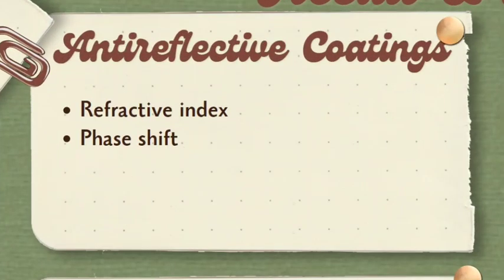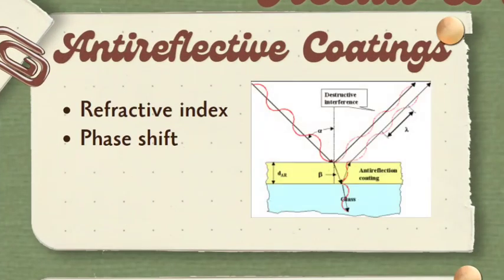Firstly, anti-reflective, aka AR, coatings reduce the quantity of light reflected by camera lenses by manipulating both the refractive index and phase shift of the coatings.